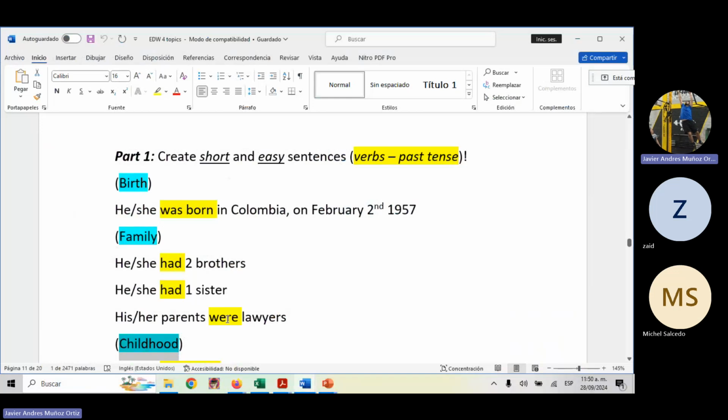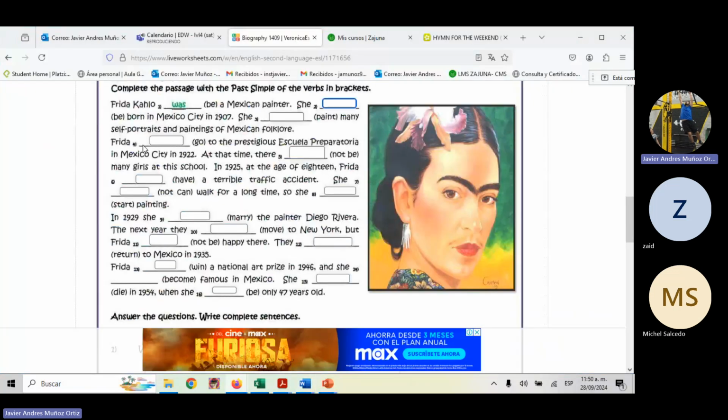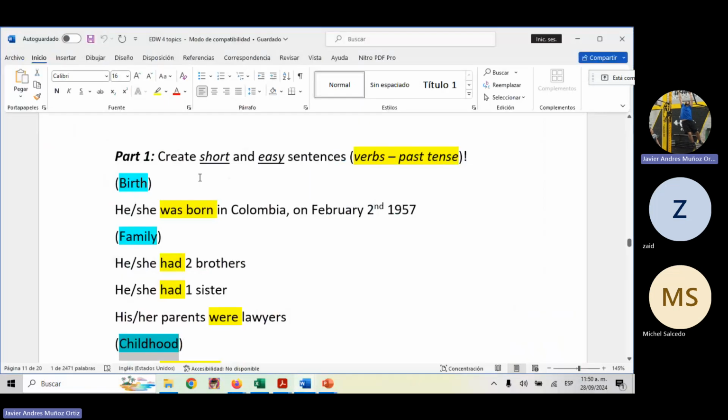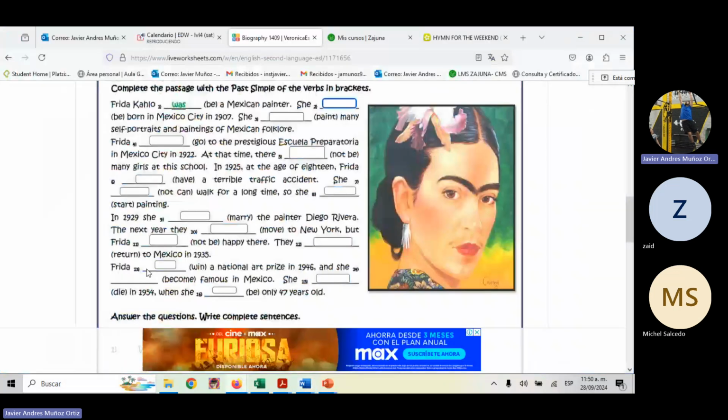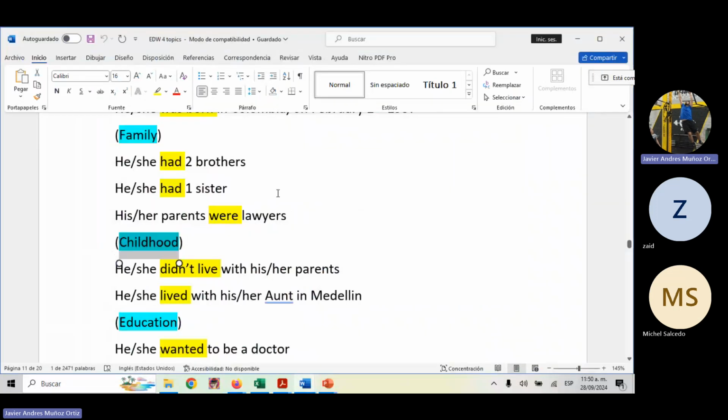Let's go with childhood, for example. Okay, she went to the prestigious Escuela Preparatoria in Mexico City in 1922. At that time, there were not many girls at school, and here we are talking about childhood and education, right? This is the chronology of her life. In 1925, at the age of 15, Frida had a terrible traffic accident. In this case, we are talking about childhood now.